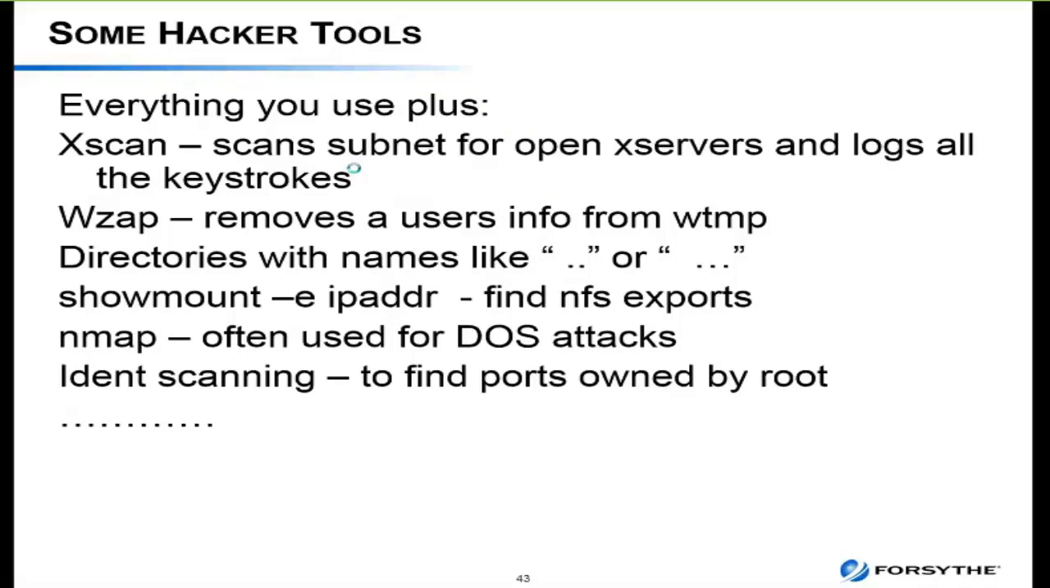Let's talk a little bit about hackers and the kind of things that they do. The tools that they have are everything you have, plus a number of other tools, and of course they can go out on the internet and literally get line-by-line guides on how to do this. They'll have programs like Xscan that scan a subnet for open X servers and will log the keystrokes. They have the ability, using WZAP or similar programs, to remove users' information from wtmp. So as an example, if you have accounting turned on, which is going to log everything for wtmp, they have the ability to remove anything about themselves from there.